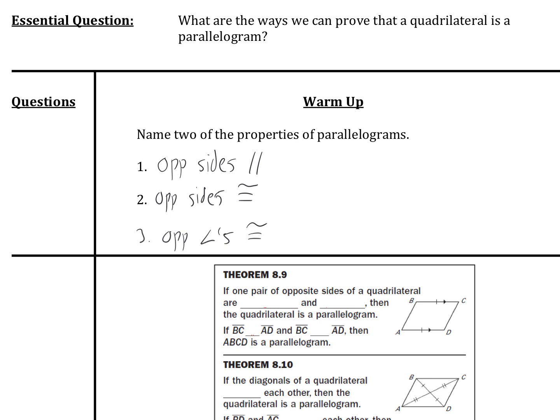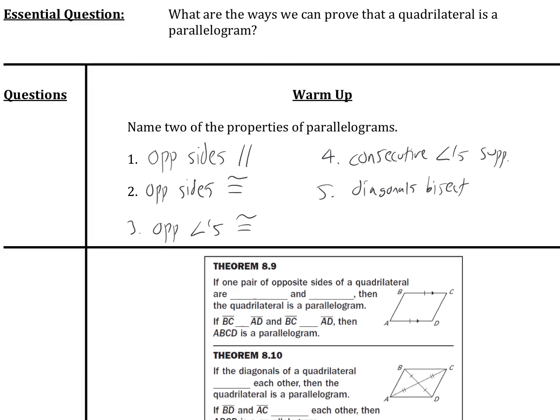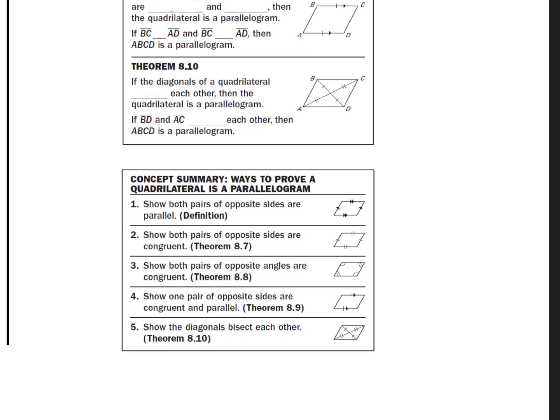Number 3, we know that opposite angles are congruent. Number 4 is that consecutive angles are supplementary. And the last thing we talked about was that diagonals bisect, which means they split each other exactly in two congruent parts, okay? All right, let's go ahead and fill in these boxes here. You can see that a lot of these things we talked about are right there, so very cool.